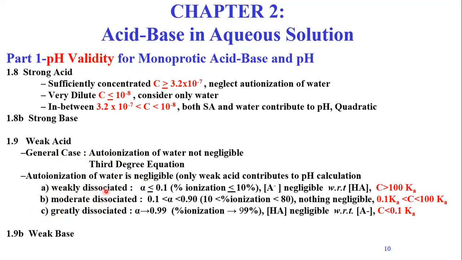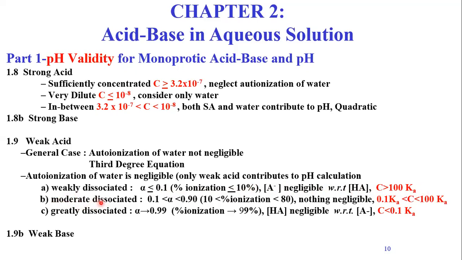If it weakly dissociates, it means that the percent ionization is less than 10%. In other words, alpha is less than 0.1. If that is the case, then A- is negligible with respect to HA. And when we solved, that means that X is negligible. Remember that X, we neglected it on the bottom. So A- is negligible. And that is a condition when we will see that C is greater than 100 Ka.